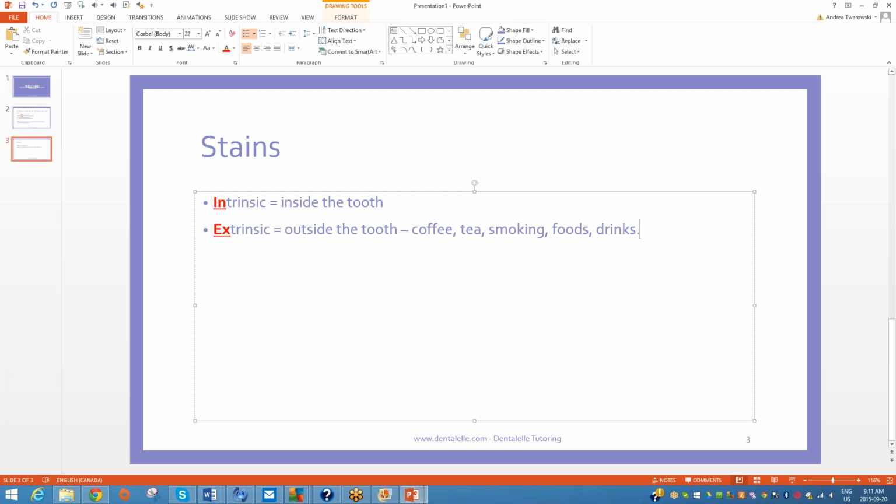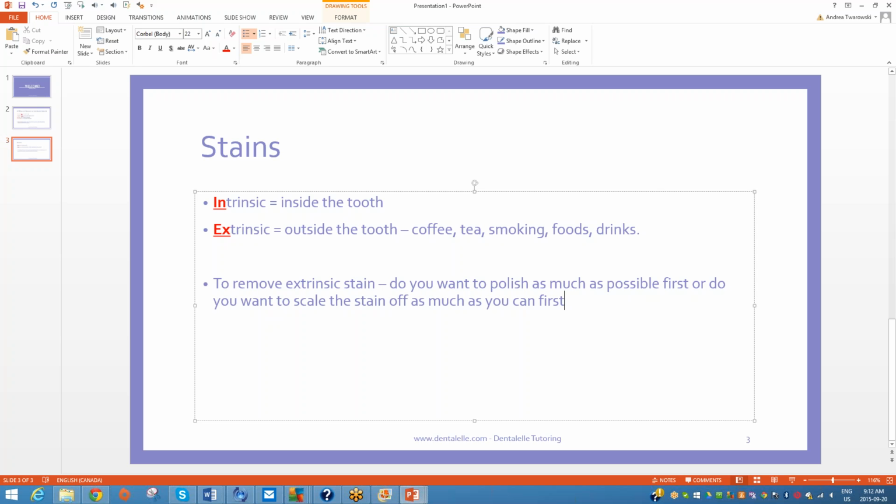Now, that made me think of a question here, and I want you guys to answer this. So what was my question? Shoot, I just lost it. Oh, I know. To remove extrinsic stain, do you want to polish as much as possible first, or do you want to scale the stain off as much as you can first?